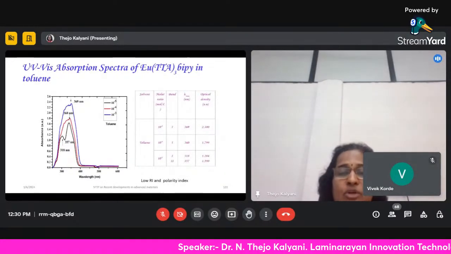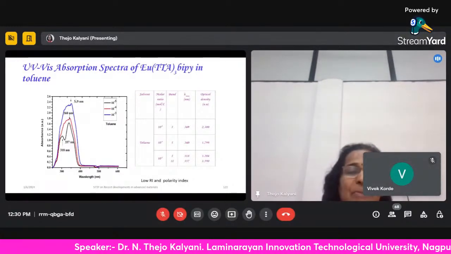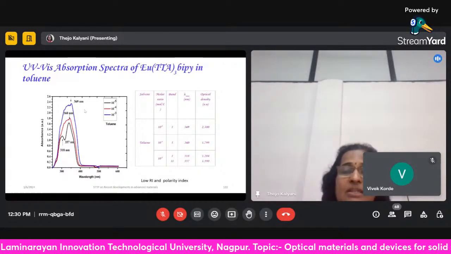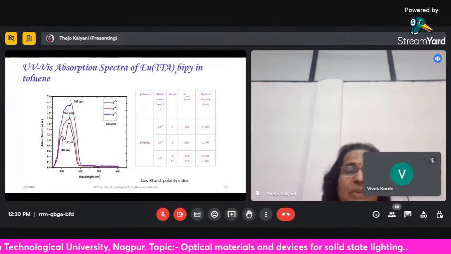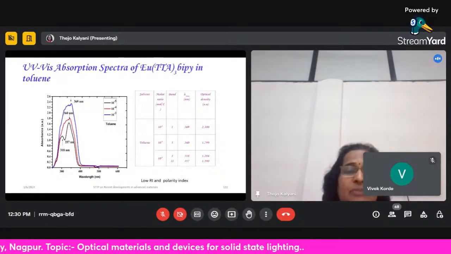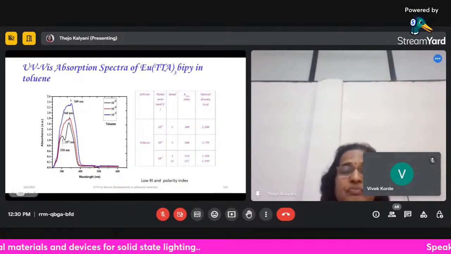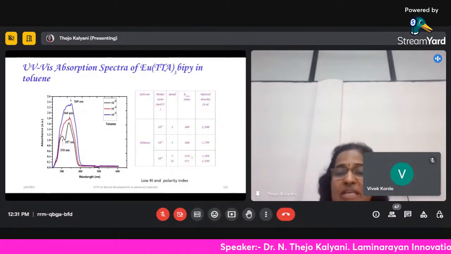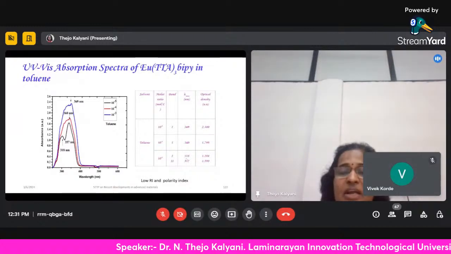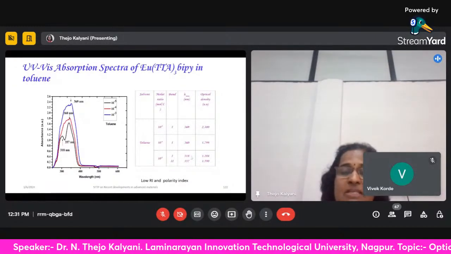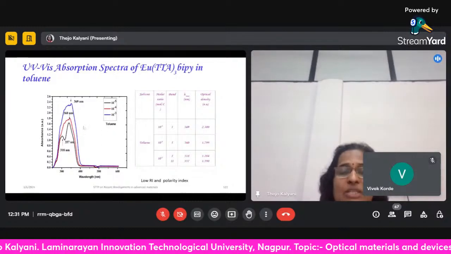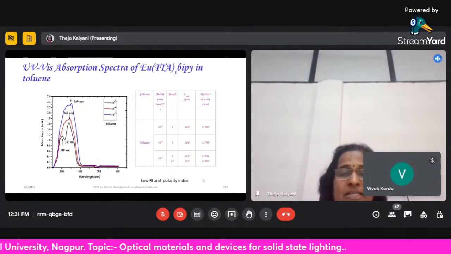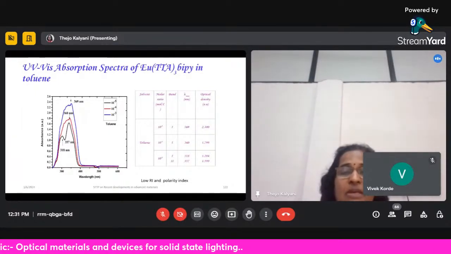Similarly, in toluene also, in the other two solvents we used to get two peaks, the first and the second peak. But here we have observed only one peak in the first two concentrations, that is 10 power minus 3 and 10 power minus 4. But in 10 power minus 5 concentration, we have seen a peak with a shoulder. The shoulder is at 357 and the first main peak is at 318. This may be because toluene has a low refractive index compared with the other solvents, and even the polarity index is less, and hence the other peak would have been missing there.